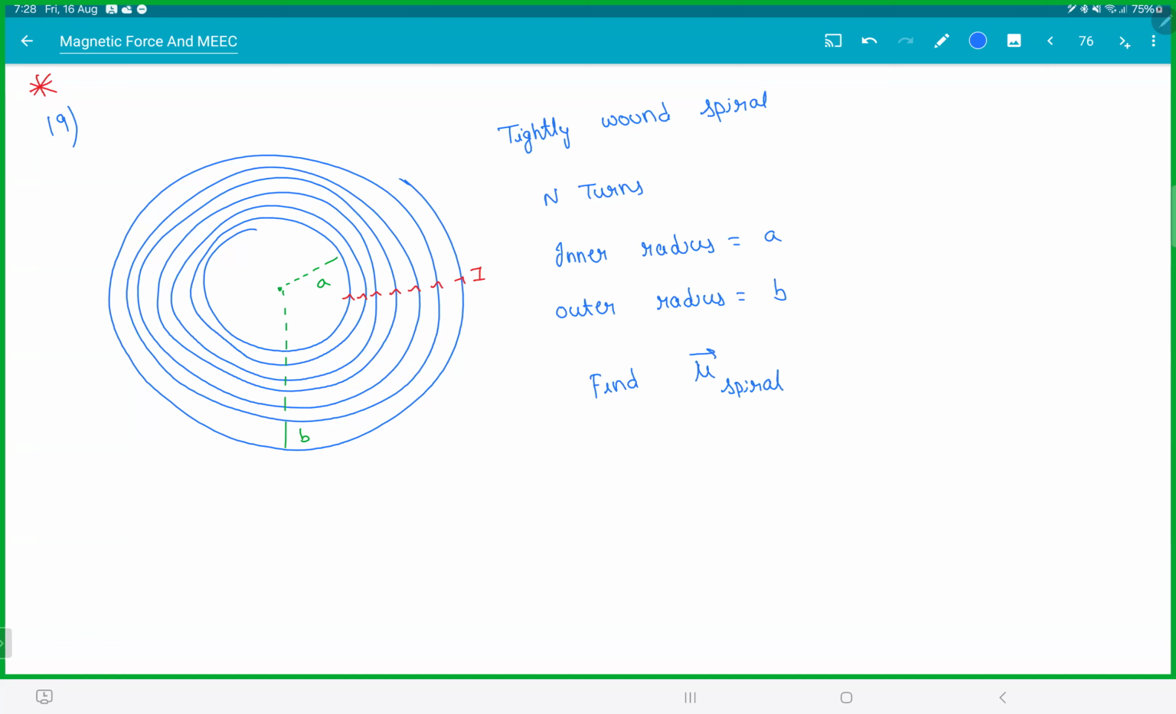Let's get this. The gaps are pretty tight actually. The wire is thin and pretty tight.